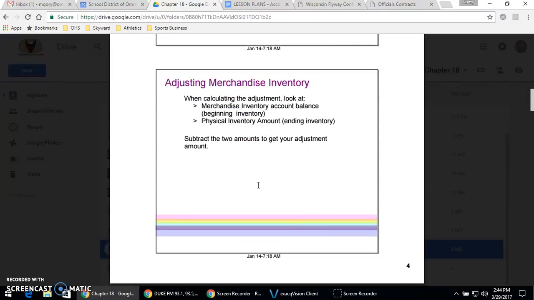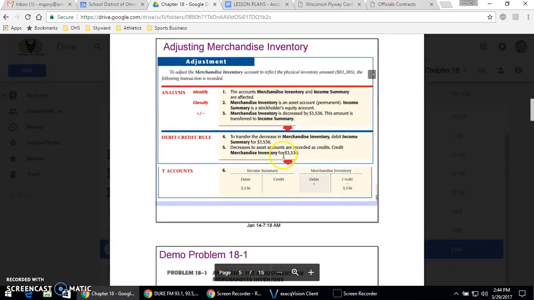So if we adjust the inventory account, what we need to realize is how this account changed over the course of the accounting period. We have to look at the merchandise inventory account balance at the beginning, and then the physical inventory that has been counted at the end of the fiscal period. We will subtract the amounts. If we have a greater inventory at the beginning of the month than we do at the end, we may add them if we have an opposite action. So let's take a look at how we are going to adjust this.